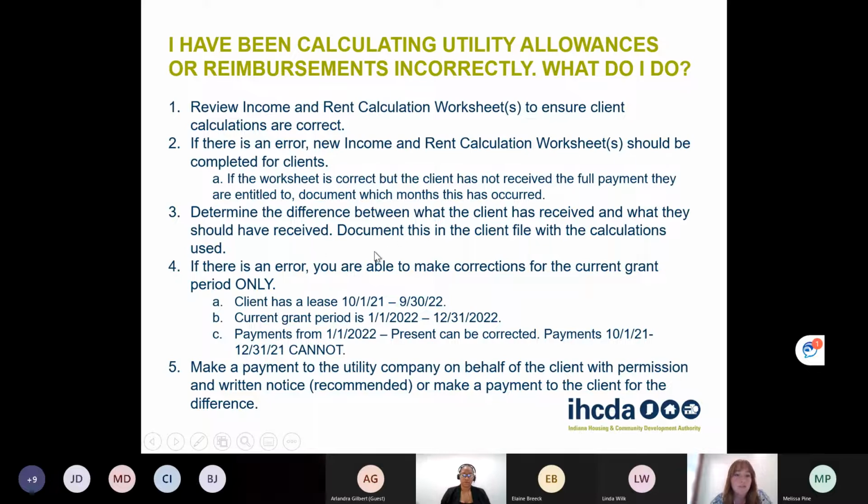The next step would be to determine the difference between what the client has received and what they should have received during this time period. You want to make sure that you document this in the client's file, as well as the calculations that were used to determine this difference. So you do want to make sure you still have record of any income and rent calculation worksheets that were completed incorrectly, just so you can show that against the new one that does have the correct calculations and show why an additional payment is needed to the client.